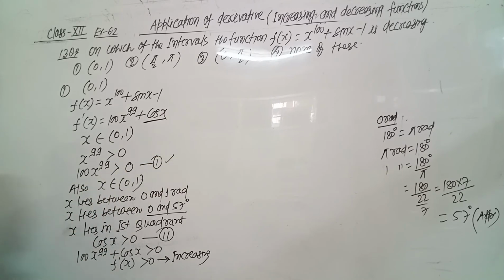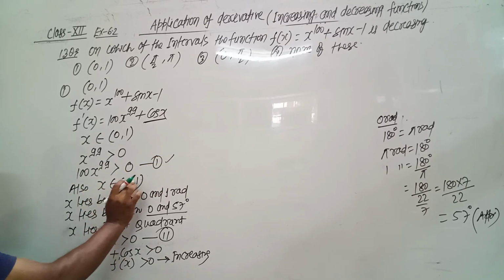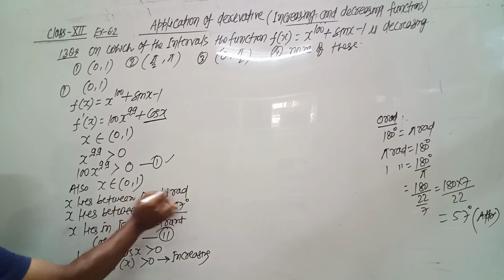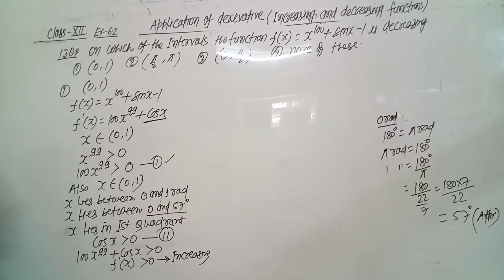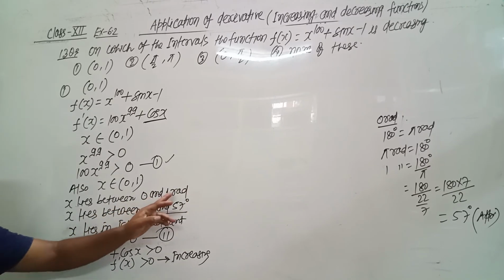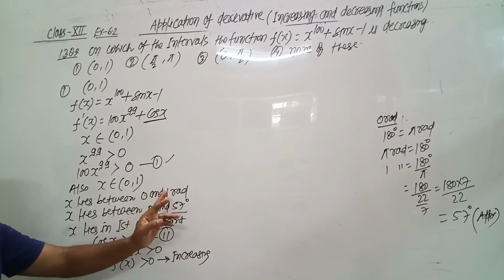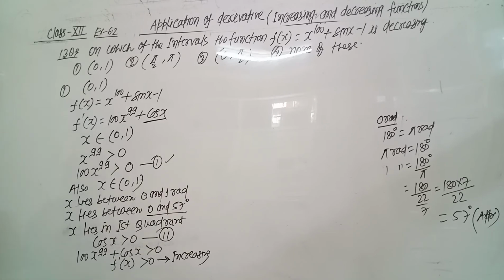This is the first equation. Now again x belongs to 0 to 1. It means x lies between 0 and 1 radian. This value is given in radian. Convert this radian into degree, so x lies between 0 and 57 degree. We have converted radian into degree, and 0 to 57 degree means x lies in the first quadrant. We know that in the first quadrant the value of cos x is greater than 0. Name it the second equation.